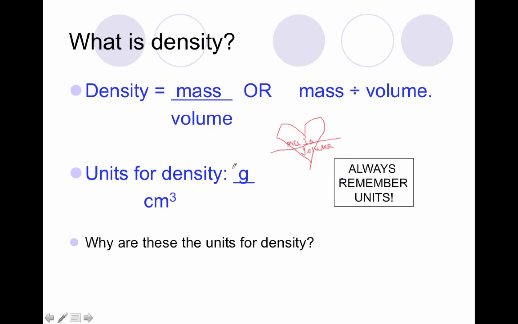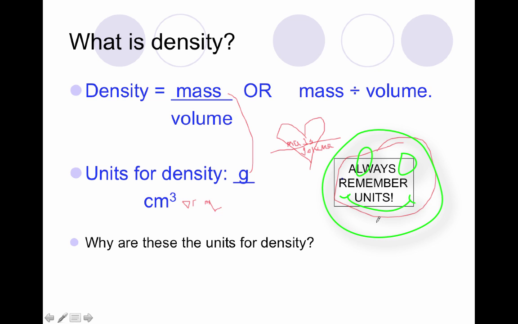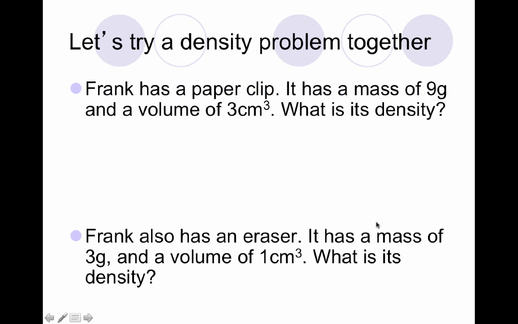We learned in our measurement unit that the units for mass are grams, and the units for volume are centimeters cubed or milliliters. So when we take our mass, which is in grams, and divide it by our volume, which is in centimeters cubed or milliliters, we are going to get grams per milliliter or grams per centimeter cubed. Please always remember to put your units on your answers. If we don't put our units on our answers, they mean nothing.